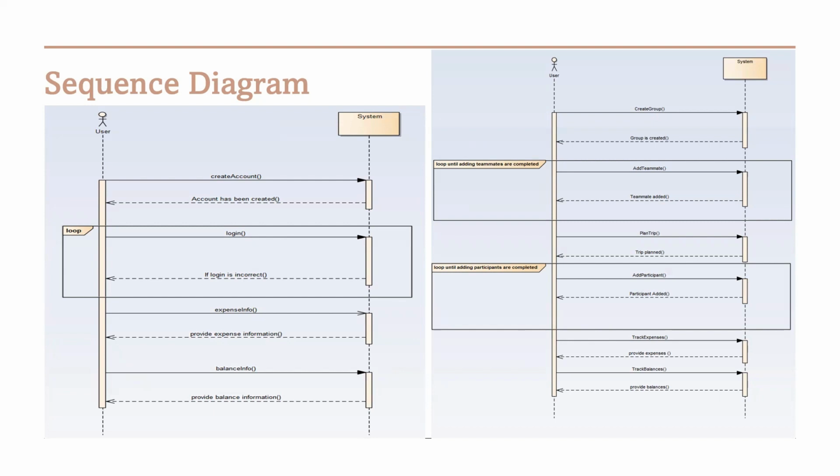Then the user can plan trips, and the system will notify them that a trip has been planned. The user can also add different participants to that trip, and every time they'll be notified that a participant has been added. And in those trips, the user can track expenses, and the system will provide them with the expenses. They can also track the balances, and the system will provide them with the balances.